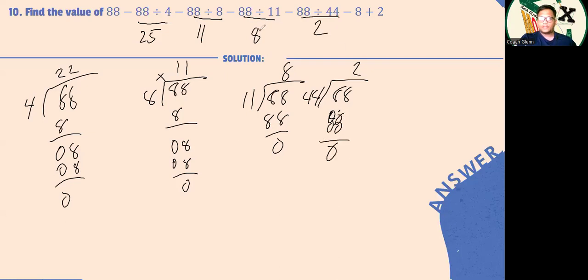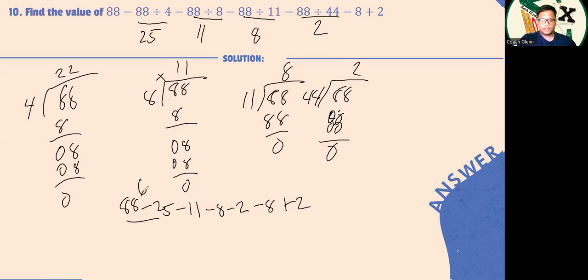After that, let's rewrite our equation. So we have 88 minus 22 minus 11 minus 8 minus 2 minus 8 plus 2. Now we just solve from left to right since this is subtraction and addition. So 88 minus 25, let's do that first. That's equal to 63.